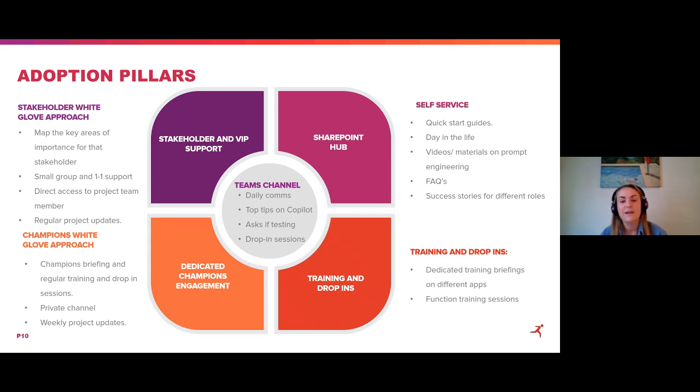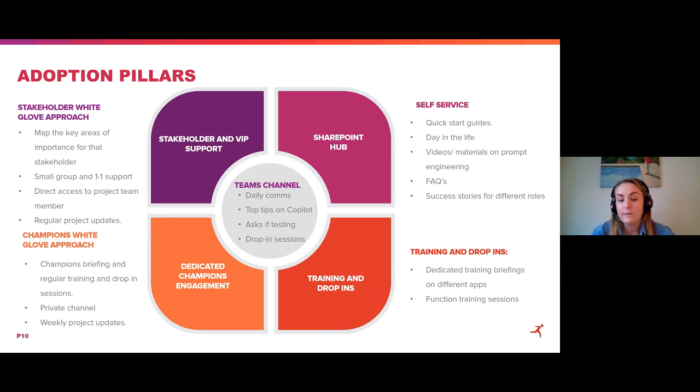And we'll, of course, provide them and the champions with regular updates beyond what we'll give the whole licensed audience, because these guys are part of the mechanics of driving adoption in this way. I doubt there'll be much to surprise you on this slide. These are the key pillars of the way that we work and the way we advocate driving adoption, using the ADKAR model and using these pillars of change. We think these are even more important than ever when it comes to Copilot and realizing the capability.